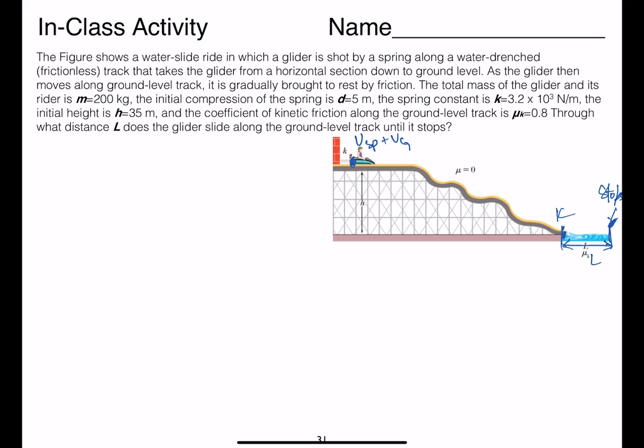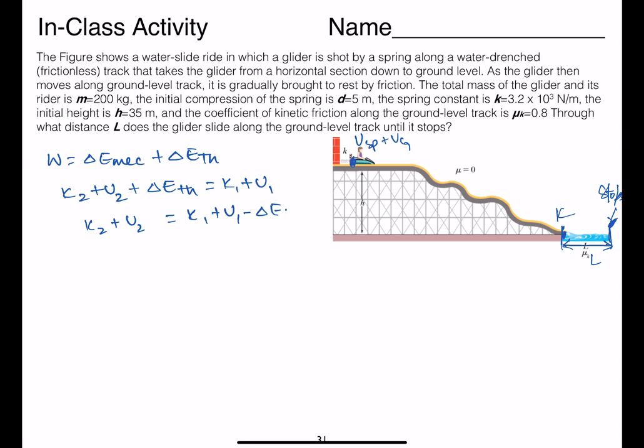Simply, you can start with work done equals change in E mechanical plus change in E thermal. So you can write K at 2 plus U at 2 plus change in E thermal equals K at 1 plus U at 1. Or you could have done K2 plus U2 equals K1 plus U1 minus change in E thermal. Same thing, because we are just playing with the equation. So I'm going to make this point 1 and this point here 2. I'm going to skip whatever happens in between.